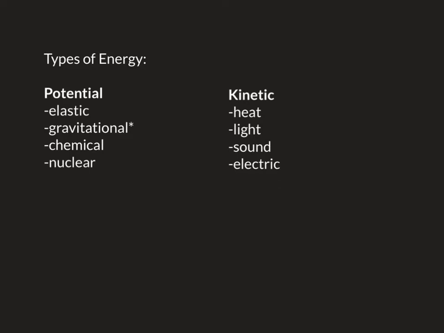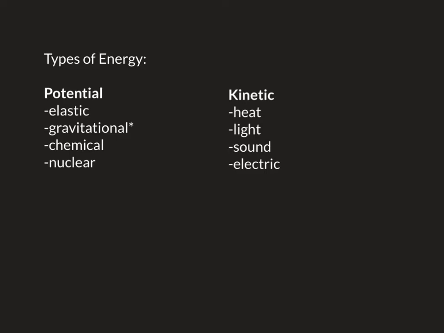Okay, kinetic energy is the energy that moving things have. All right, and so depending on what's moving and how it's moving, that's how we classify the different types of kinetic energy. So heat is actually a type of kinetic energy. Heat comes about when particles start vibrating faster and faster and faster. So because it's heat generated through motion, that's why it's kinetic energy. Light is just the movement of photons, sound is the movement of air waves, and electricity is the movement of electrons. So all those things are types of kinetic energy that have to do with motion.